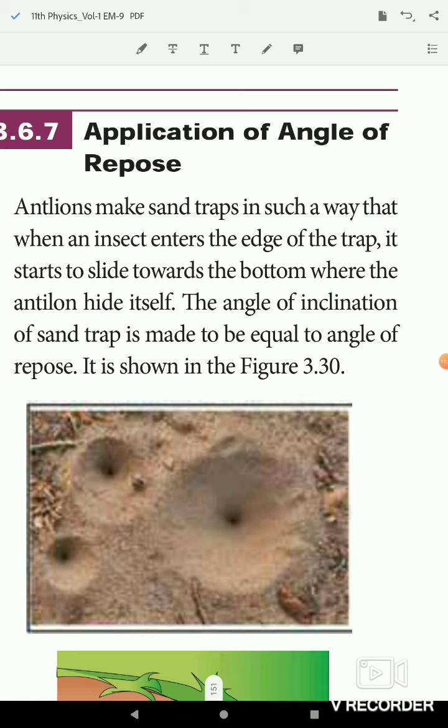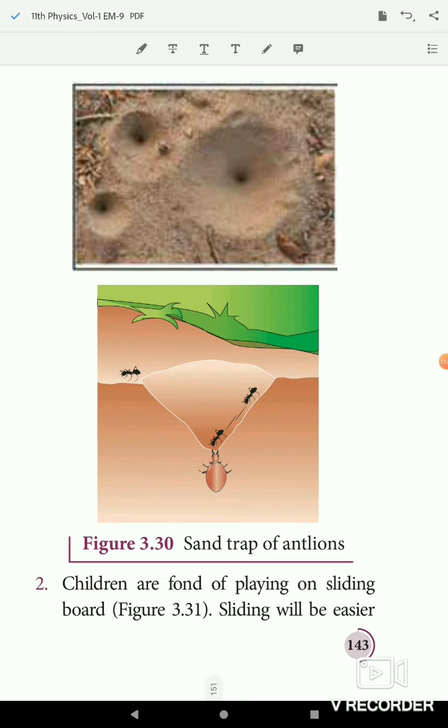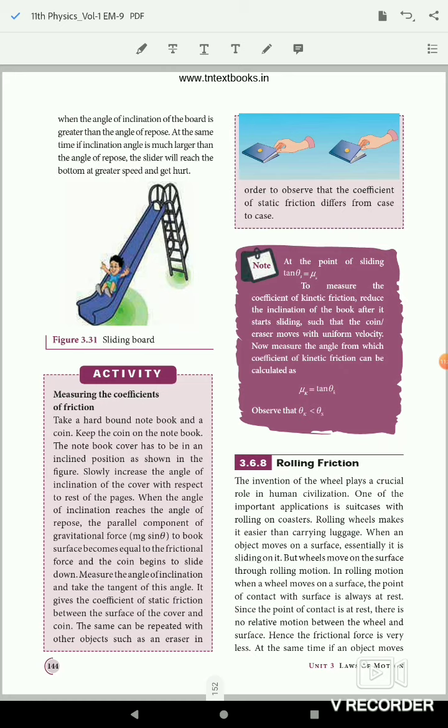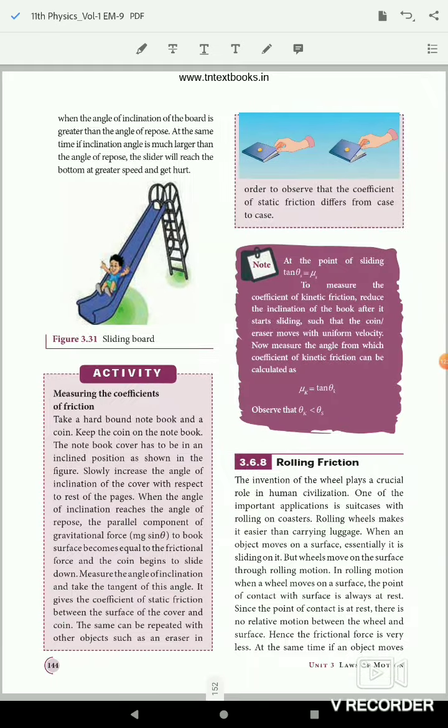So the angle of inclination of the sand trap is made to be equal to the angle of repose. Children are fond of playing on a sliding board, and sliding will be easier. You see it in a park, and in school also. When the angle of inclination of the board is much larger than the angle of repose, the slider will reach the bottom at a greater speed and get hurt. It produces some wounds.